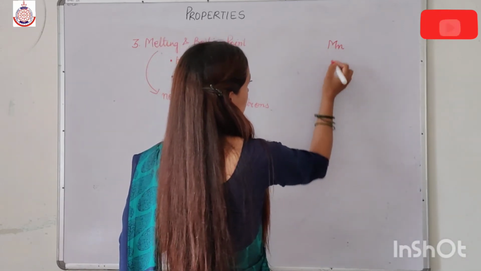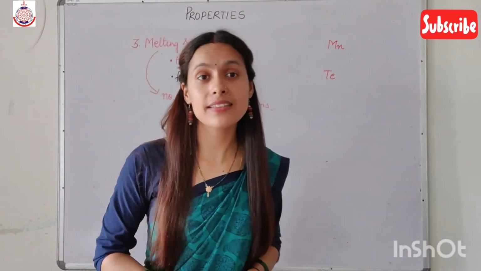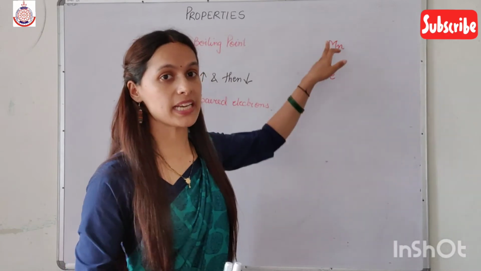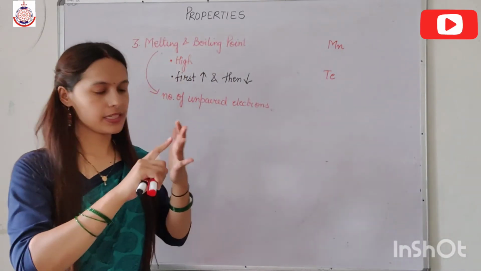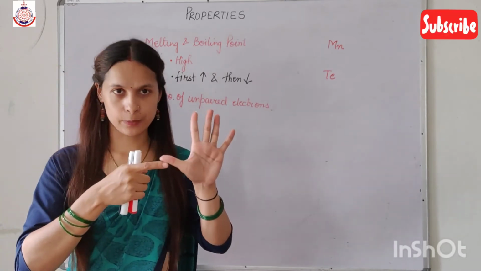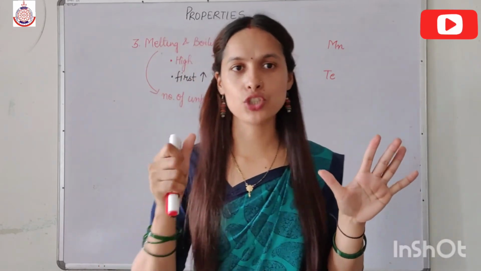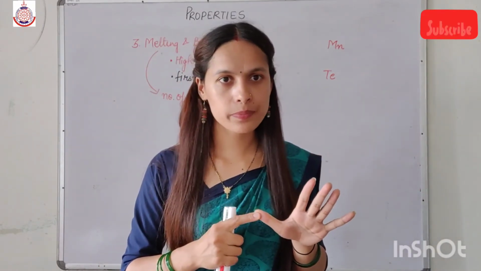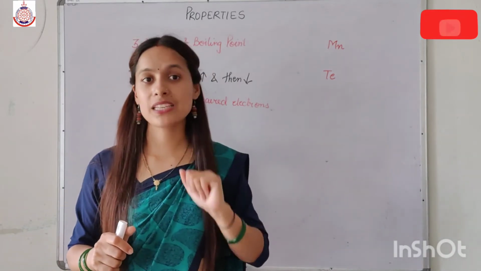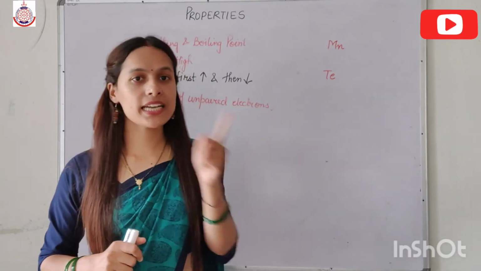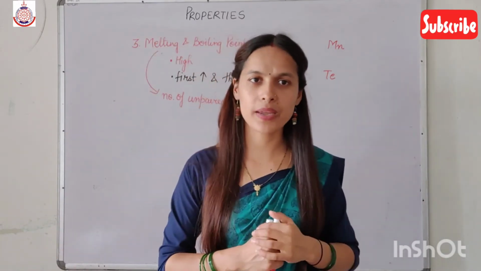If we talk about manganese and technetium, there is an abnormal decrease in the melting and boiling point of manganese and technetium. Means scandium, titanium, vanadium, chromium, manganese, then iron. It means the melting and boiling point of iron should be lower than that of manganese, because in manganese we have 5 unpaired electrons and in iron we have 4 unpaired electrons. So the number of unpaired electrons is higher in manganese.